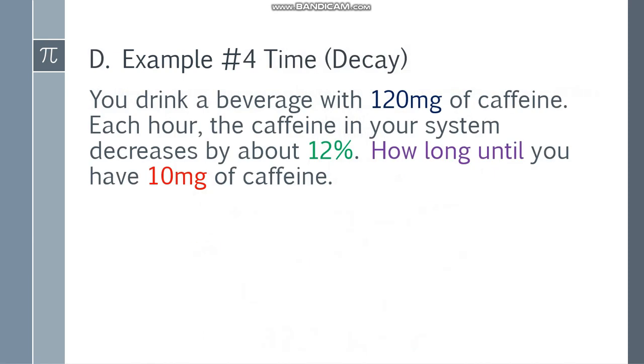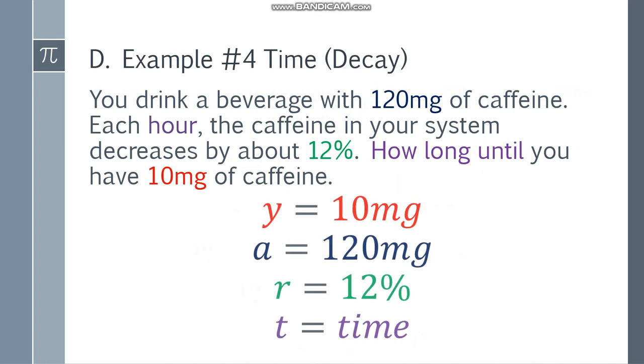Example number 4 is pag timing hinahanap. You drink a beverage with 120 milligrams of caffeine. Each hour, the caffeine in your system decreases by about 12%. How long until you have 10 milligrams of caffeine? So, may 120 milligrams of caffeine ka daw. So, every hour daw, nababawasan yun ng 12%. So, naging 10 milligrams na lang siya. So, of course, this is decay. Natanong kung ilang oras.